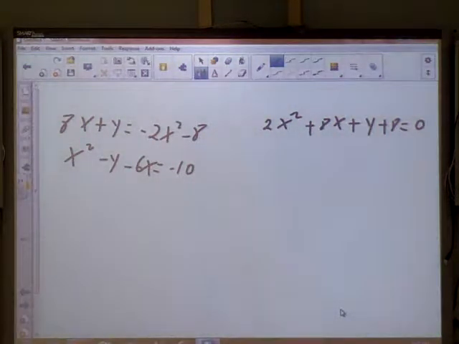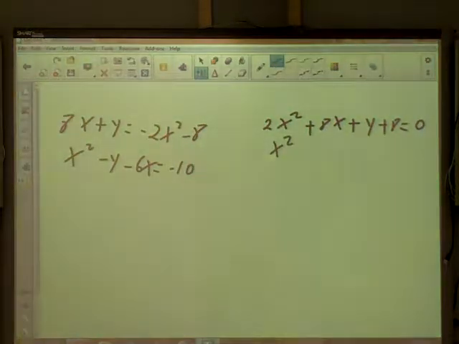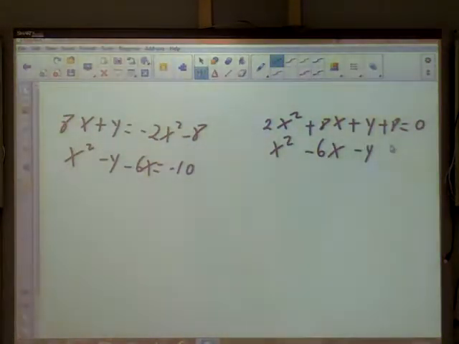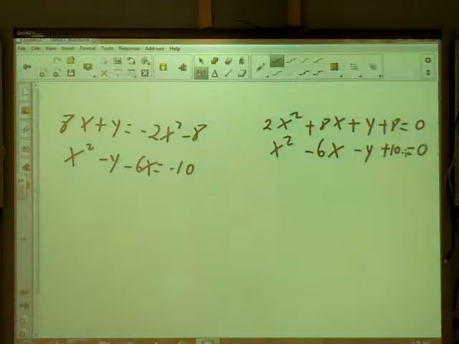All right, so now I need to get that second one in the same order, so it's kind of close. I got an x squared. I want my x to come next. I don't have to add it, because it's on the same side. So I can just swap them around, right? And then add that 10. One time you got to do opposite, add or subtract, is when you go across the equal sign.